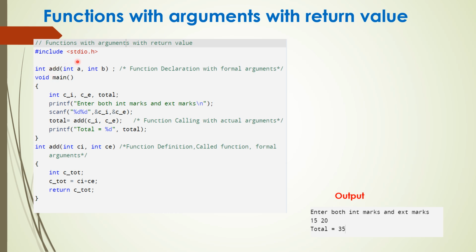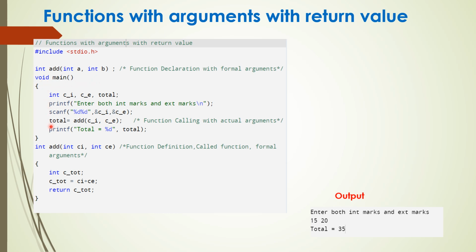As we started, it is #include <stdio.h>, and this is the function declaration with formal parameters. I'll tell you what formal parameters and actual parameters are. This is int add, where add is the function name, as I told in the previous part. Int is the return data type, add is the function name, and this is the parameter type, integer, and the parameter name is a. Same here, and this is the final semicolon.